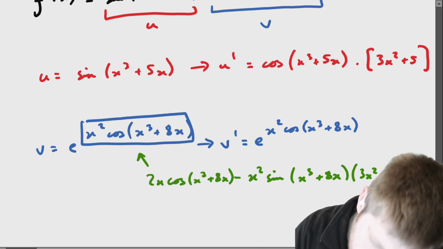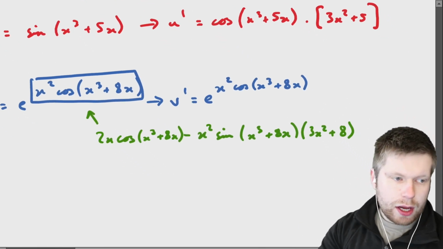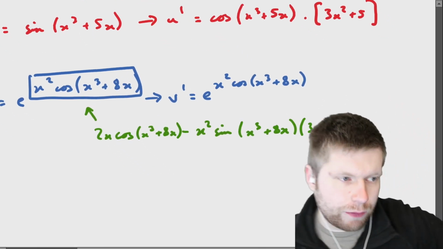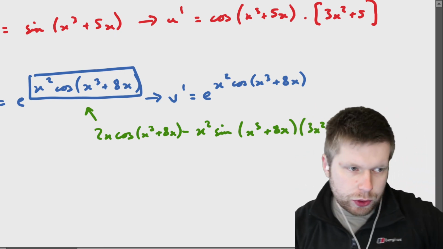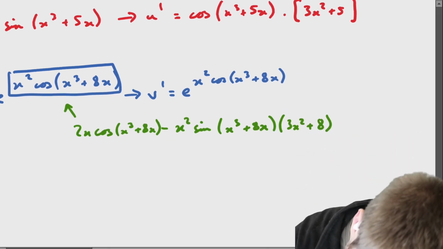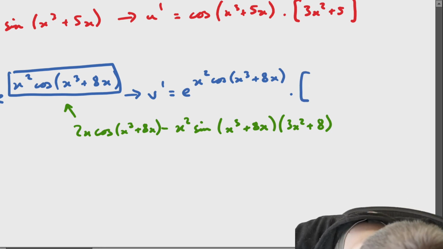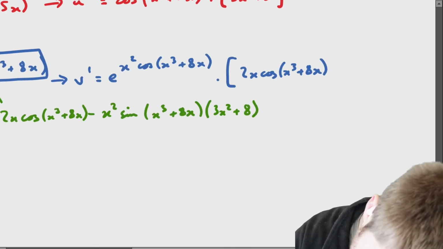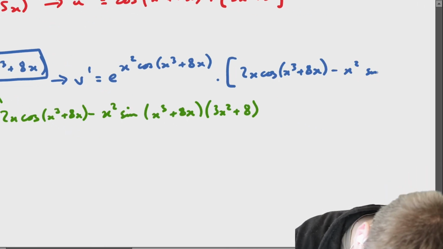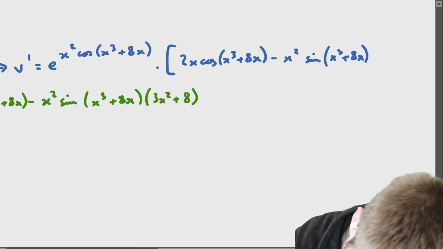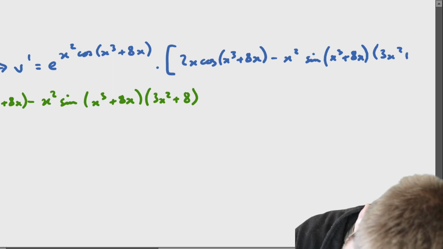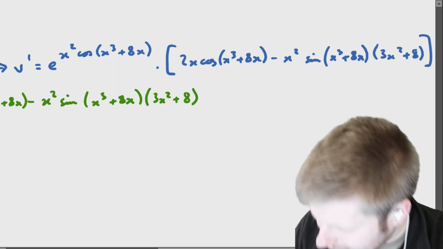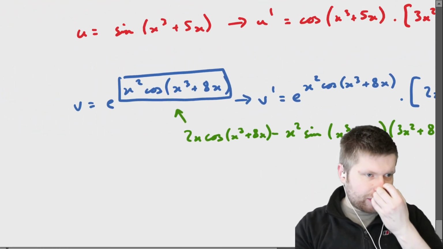Okay, so literally I've just used chain rule and product rule together to work out the derivative of that. The derivative of that has got to be equal to this thing in green. So that's what I need to multiply by the thing in blue. So in other words, all of this multiplied by 2x cosine of x cubed plus 8x minus x squared sine of x cubed plus 8x multiplied by 3x squared plus 8. All right, fine. So it's a bit long, but hopefully the method makes sense to you.